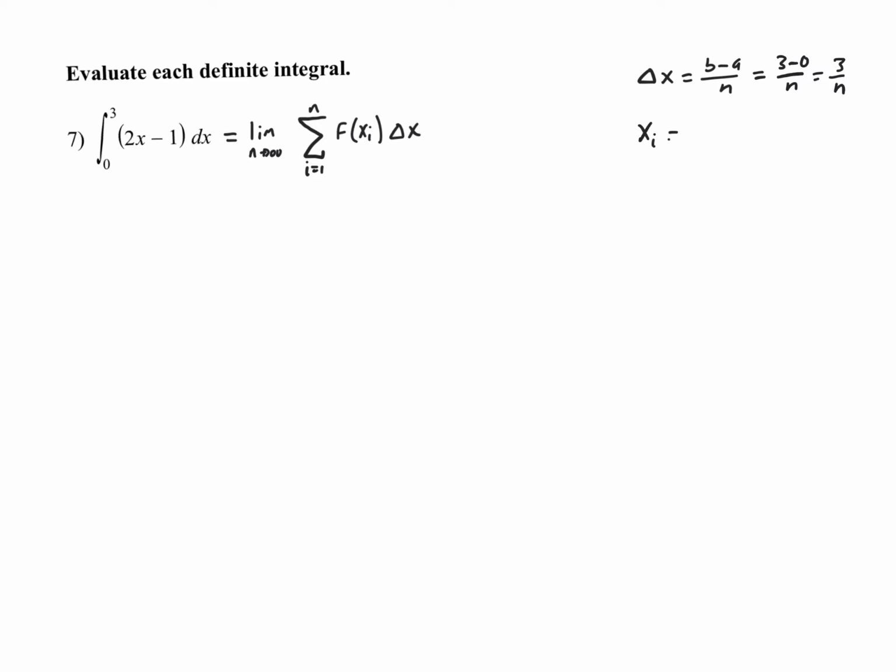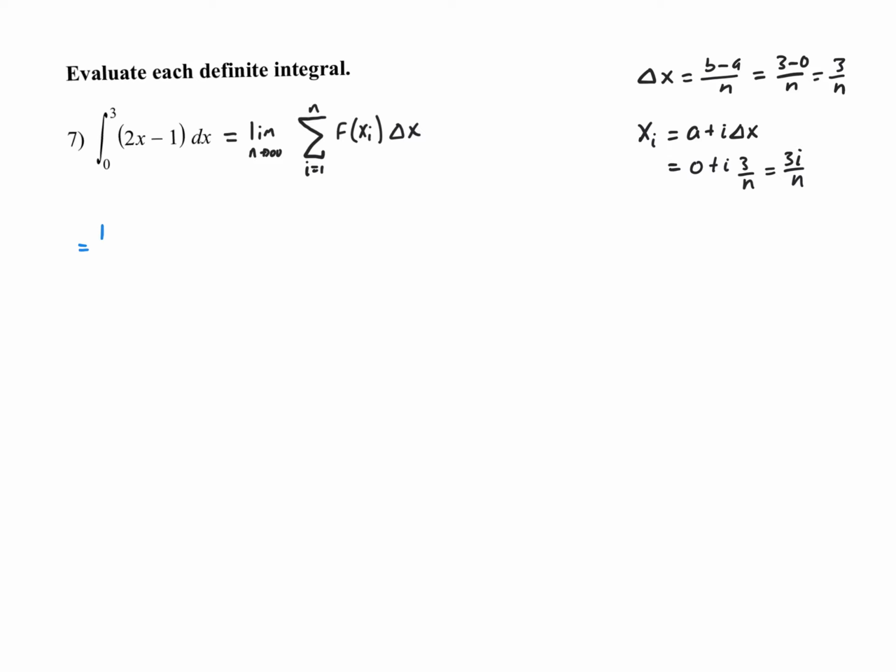And then x sub i is equal to a plus i delta x. So your starting point plus i, which term you're talking about, times that width. So that width is this. So this is going to equal, again, a is 0 plus i times 3 over n. So that's 3i over n. So now let's use this x sub i and this delta x in here to evaluate.